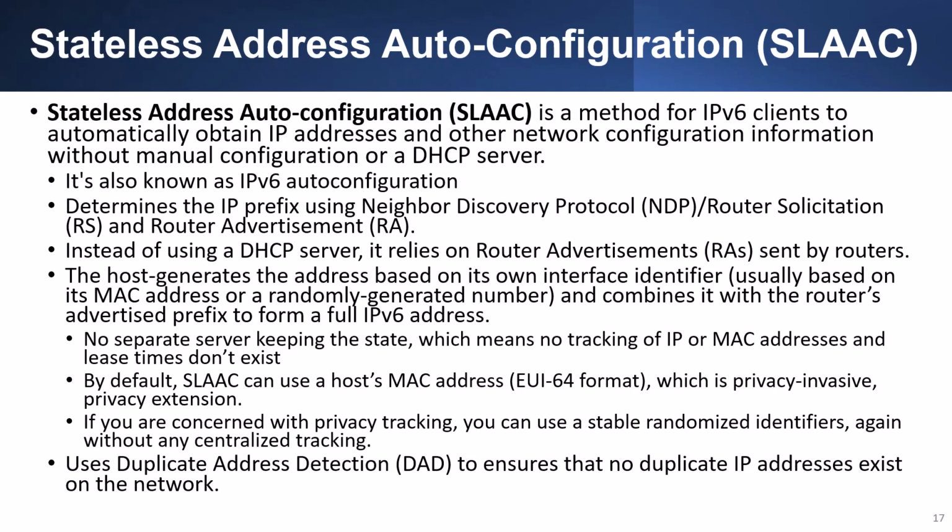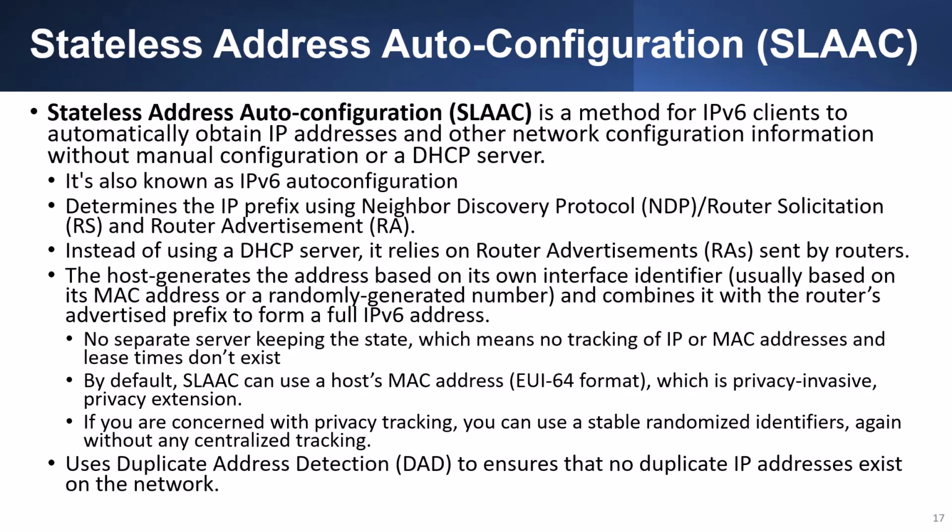Stateless address auto configuration, or SLAAC, is a method for IP version 6 clients to automatically obtain IP addresses and other network configuration information without manual configuration or a DHCP server. It's also known as IP version 6 auto configuration. It determines the IP prefix using Neighbor Discovery Protocol, or NDP, router solicitation, or RS, and router advertisements, or RA. Instead of using a DHCP server, it relies on router advertisements sent by routers.